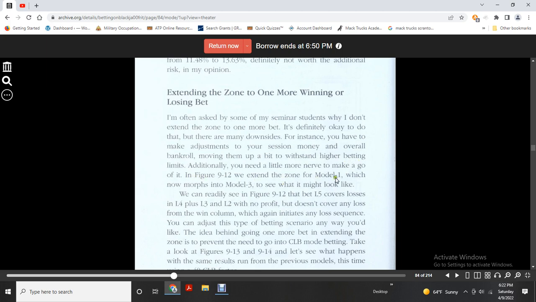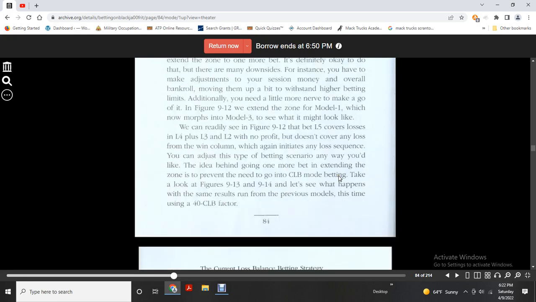Look at figure 912, with the extended zone of the model, which now morphs into module 3, which might look like this. You can readily see in figure 912 the bet with the L5 loser, L4, L3, L2 have no profit, and that doesn't cover any loss for the win column, and the win again initiates any loss sequence, which can adjust the type of betting with the scenario you'd like. The idea behind extending the zone is to prevent the need to go into the clearance level of betting and the mode betting.